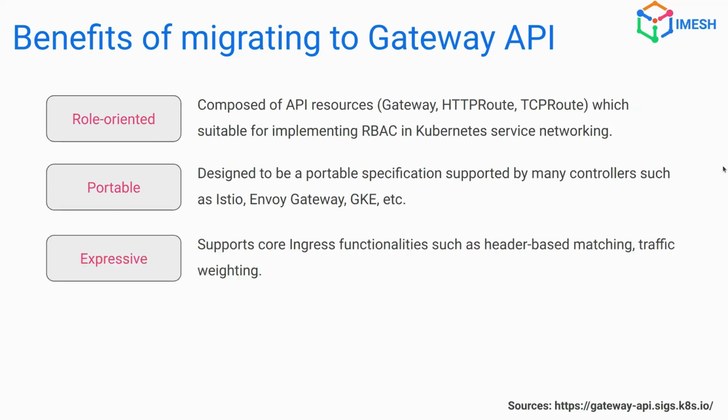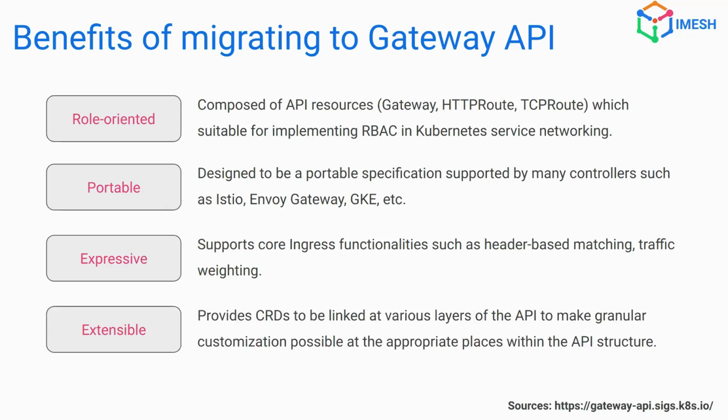And comparing both the configurations, we saw that it is much more expressive in nature. It supports almost all the core functionalities of Ingress, whatever we had: header based matching, traffic weighing, all those things are also possible. And we just saw that header injection is also possible with it. So this is one thing we have already covered. It's much more expressive in nature, and it is extensible as well.